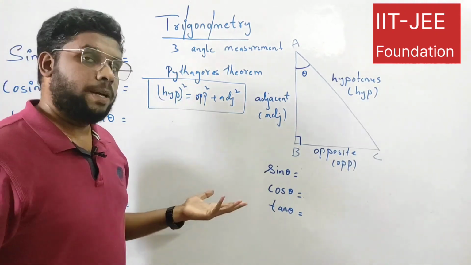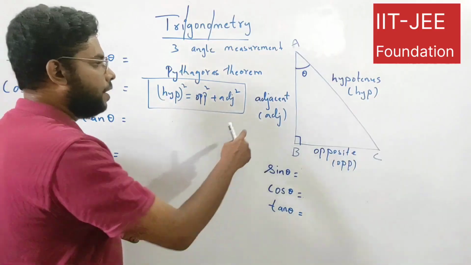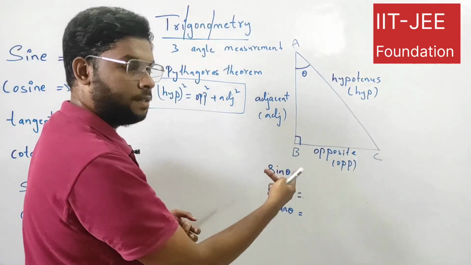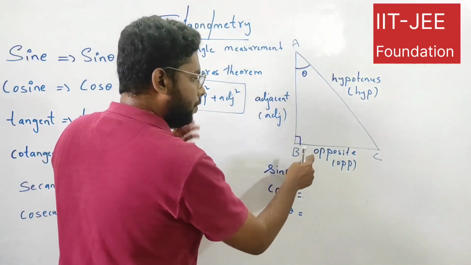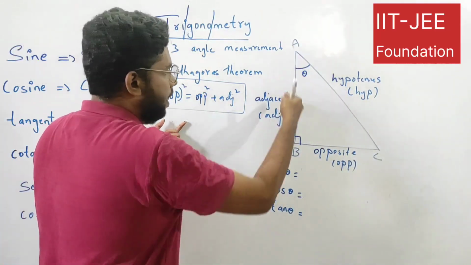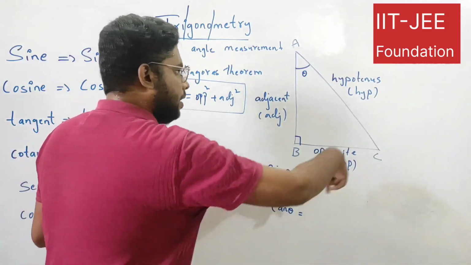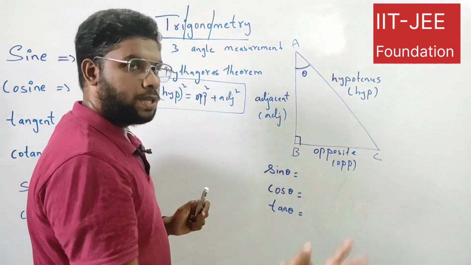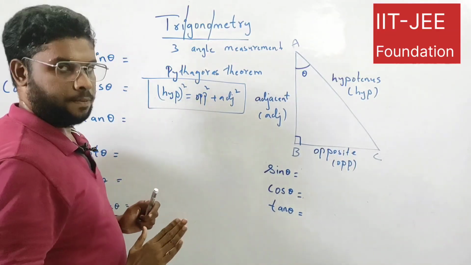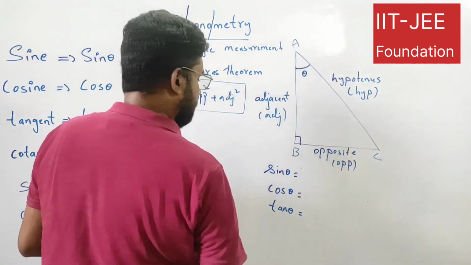So when to use the Pythagoras theorem? Here, look, we have three sides. If we know any two sides, for example, if we know the opposite and hypotenuse, then with the Pythagoras theorem we will find the adjacent side. From three sides, if we know any two sides, we will find the third side with the help of the Pythagoras theorem. This is about the Pythagoras theorem.